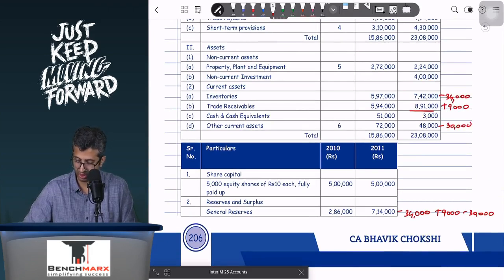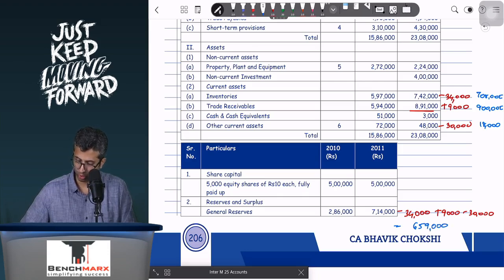So if I go to see, my other current assets would be minus 30,000, and hence this will be 18,000. So 742 minus 34 comes to 7,08,000. Debtors comes to 9 lakhs, and 18,000 is prepaid expenses. Other than that, retained earnings will be 7,14,000 minus 34 plus 9 minus 30, which comes to 6,59,000.